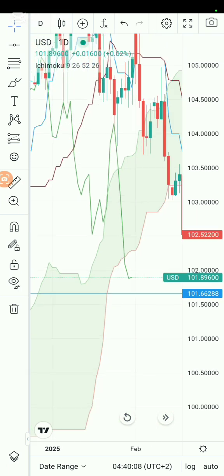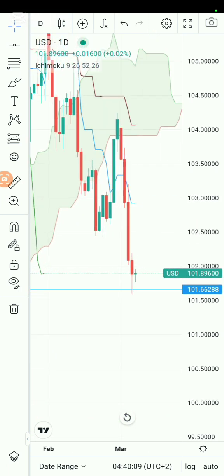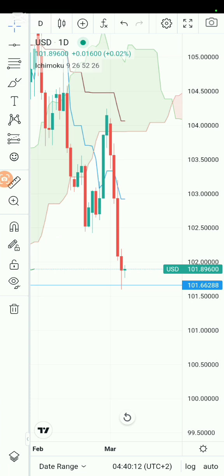All right, so we know now that price is testing a strong support level when it comes to the US dollar. So we are going to look at the euro to see if we can combine the dollar and the euro for any trading opportunities.